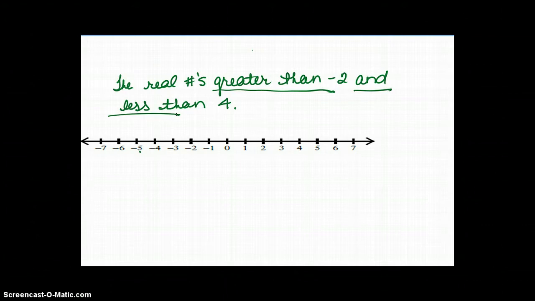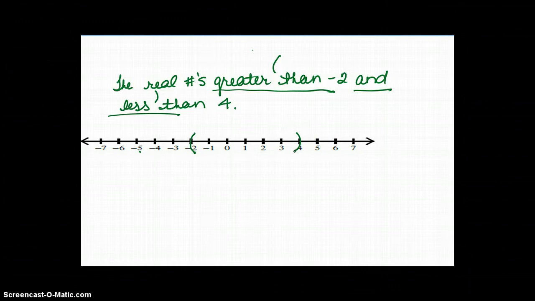Okay? Greater than and less than are going to have what are called parentheses above them. It means that we want the numbers that are greater than -2, but they're not going to include -2. And we want the numbers that are less than 4, but don't include 4. So we can do that by putting a parenthesis over -2 and over 4.